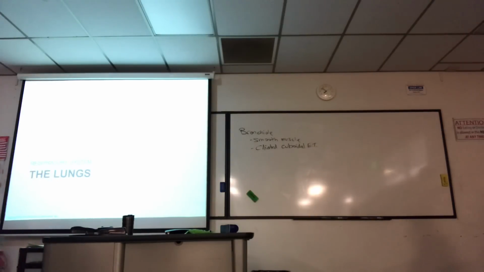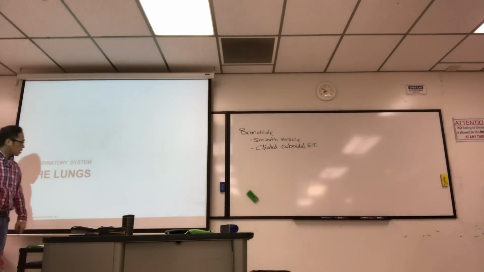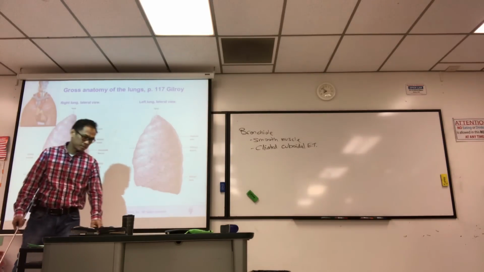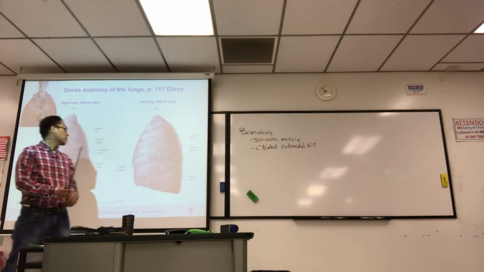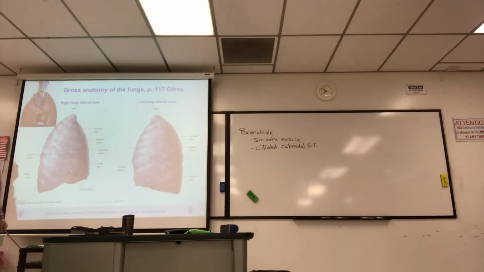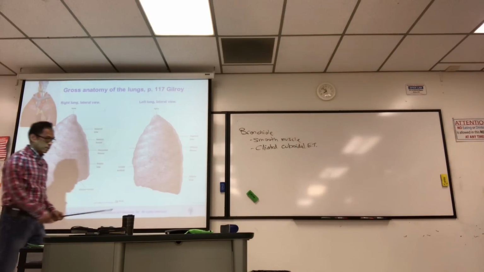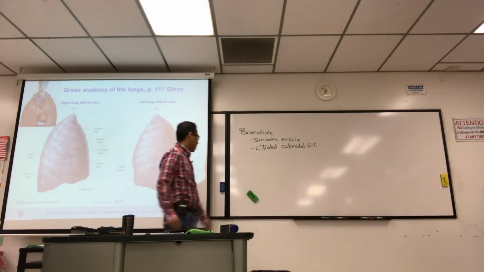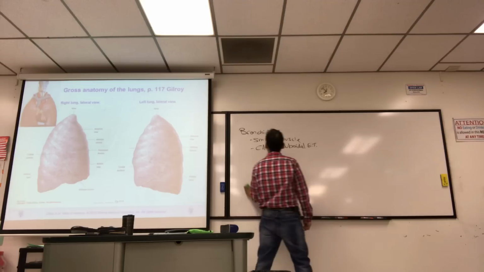Let's talk about the lungs themselves. We'll take a macro view, gross anatomy, no more histology. Let's look at just the lungs. And what you see, very simply, we have left and right lungs. And just be able to identify left lung or right lung and their lobes and the fissures between them.